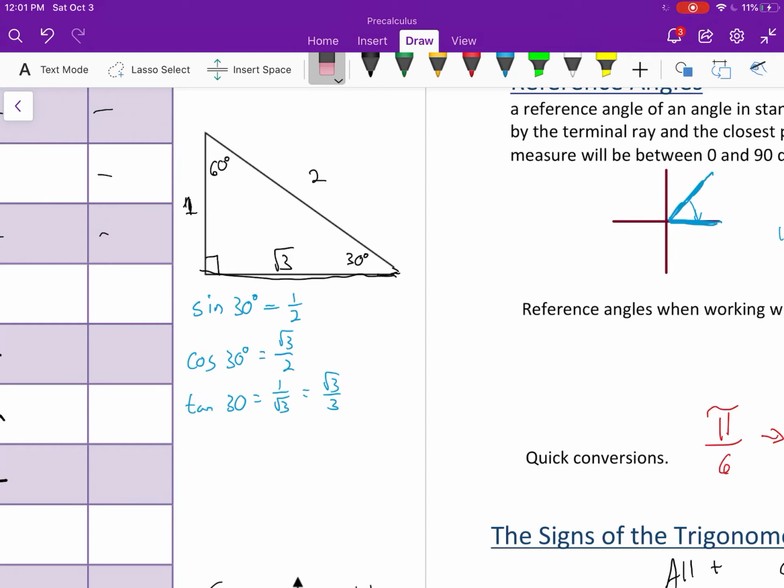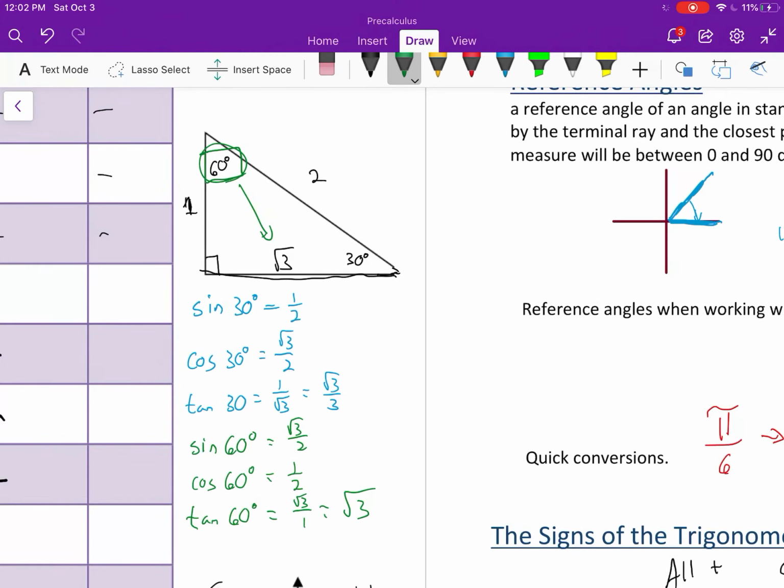And we can go ahead and find sine, cosine, and tangent of 60. So sine of 60. Now we're looking at the 60 degree angle, opposite over hypotenuse, which is root 3 over 2. Cosine of 60 is adjacent, which is 1, over the hypotenuse, which is 2, so 1/2. And then tangent of 60 is opposite, square root of 3, over adjacent, which is 1, so we can just write root 3.